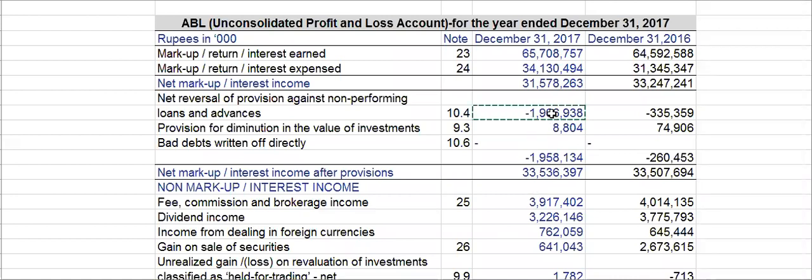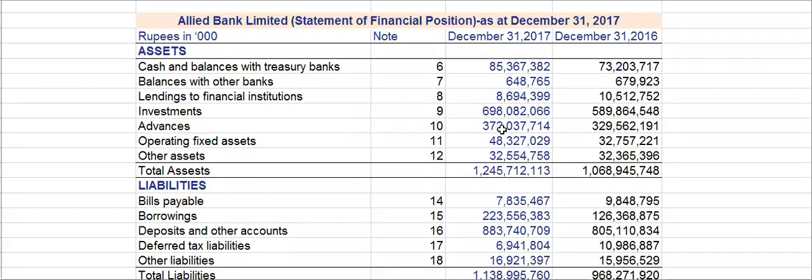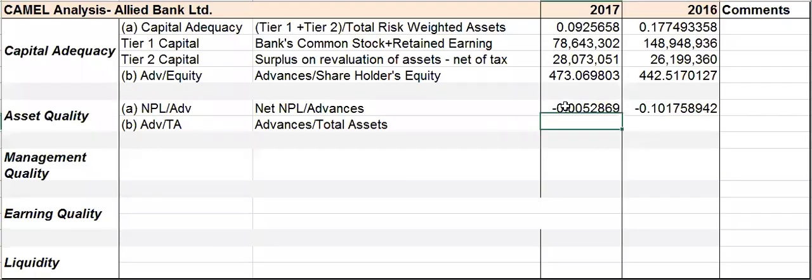Similarly, we will calculate the NPL over advances ratio in 2017. In 2017, the advances amount is this. Now multiply this by 100. That's how we can get our answers in percentage form.